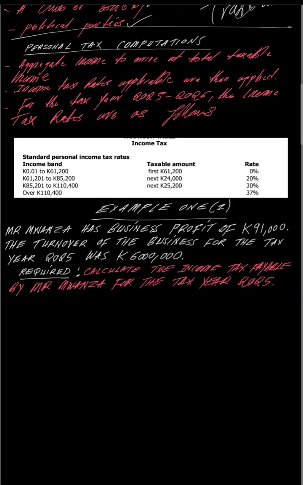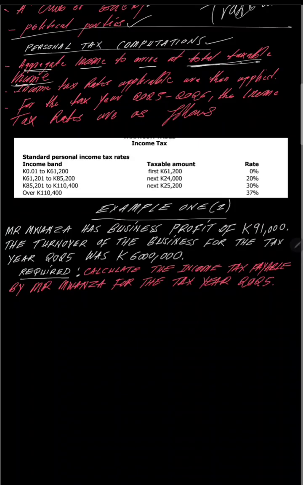So in this example, we are going to look at personal tax computations. When you're looking at personal tax computations, basically we are looking at how to compute income tax payable by an individual person. The procedure is such that you need to aggregate the income to arrive at the total taxable income. Aggregating simply means that you're doing a summation of all the incomes and gains of that individual so that you get the total taxable income.